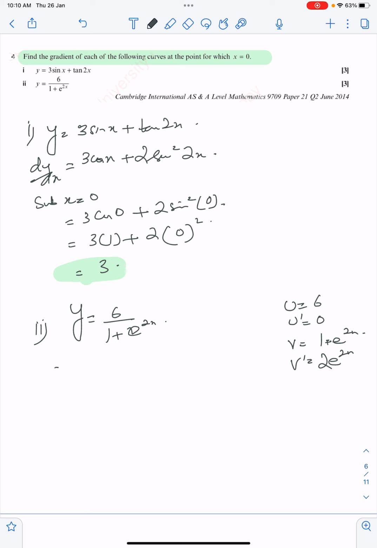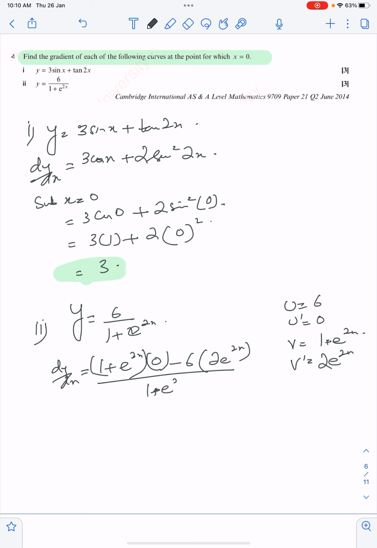So dy by dx is going to be v, which is 1 plus e 2x, times u dash, which is a 0, minus u v dash, which is 2e 2x, upon 1 plus e to the power 2x whole square, v square. Obviously anything multiplied by 0 is 0, so you just have to solve this part now. Minus 12 e 2x upon 1 plus e 2x whole square.